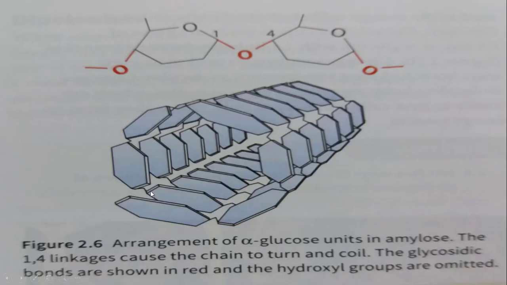Now look at the arrangement of alpha glucose units in amylose. You can see that the molecule does not rotate at 180 degrees. Therefore all glycosidic bonds are downward. Therefore they curl and coil, turn and coil, and form a spring-shaped structure. Now in the case of cellulose, each molecule rotates, therefore they are straight chain molecules.